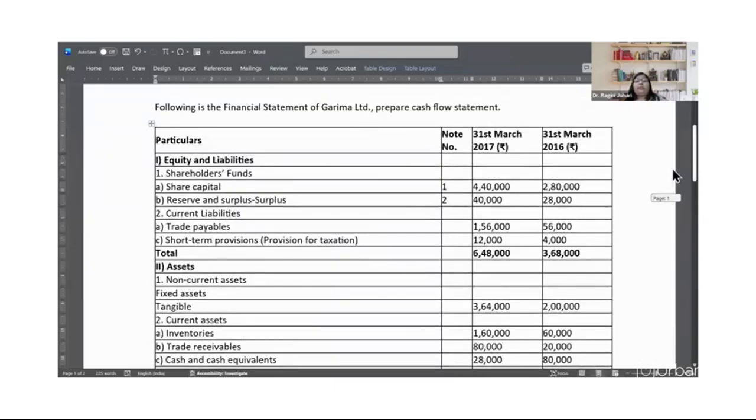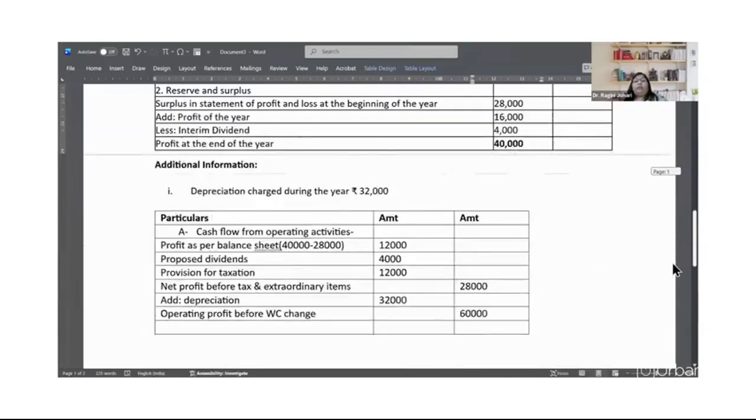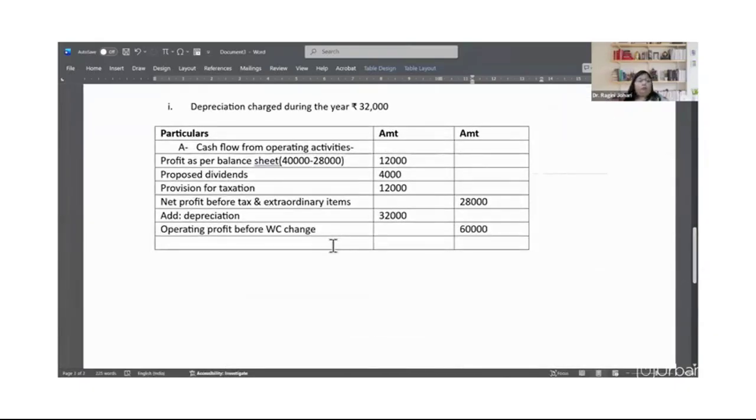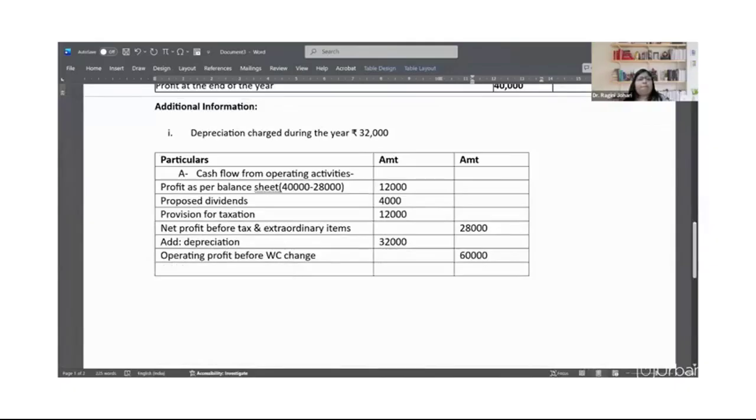Then let's see the liabilities part. Current liabilities, trade payables are increasing. Short-term provision, that is provision for taxation, we have already taken for this year. Okay, chalo. So now let's see what all is to be done here.